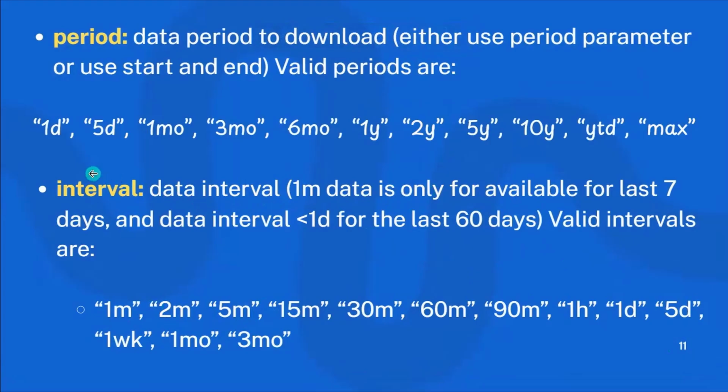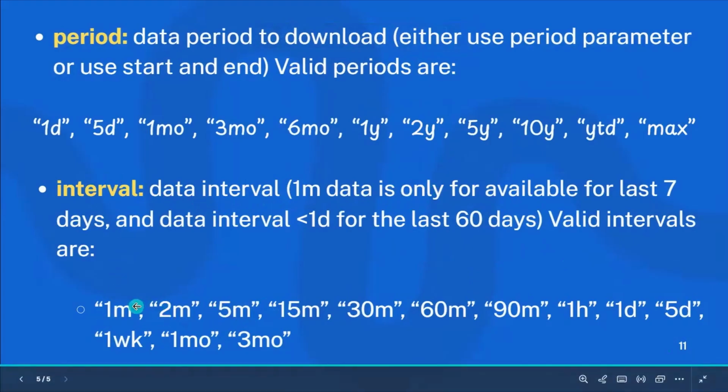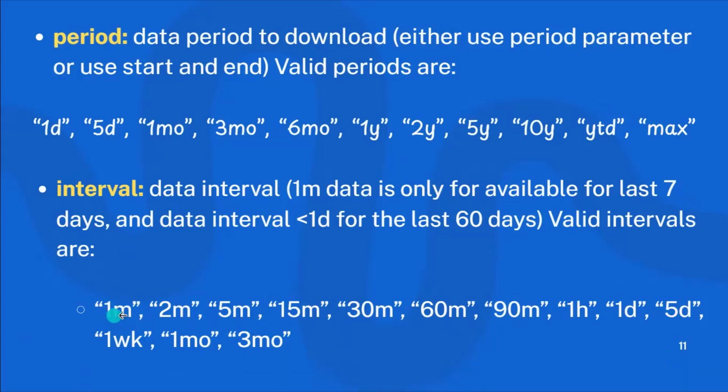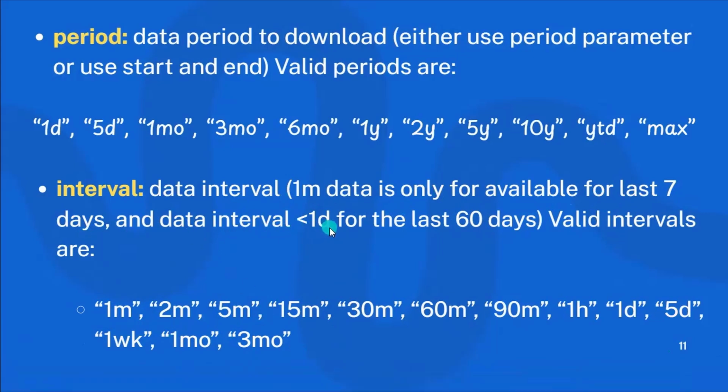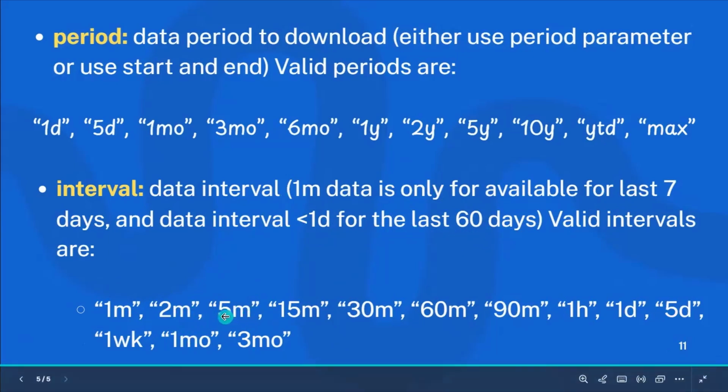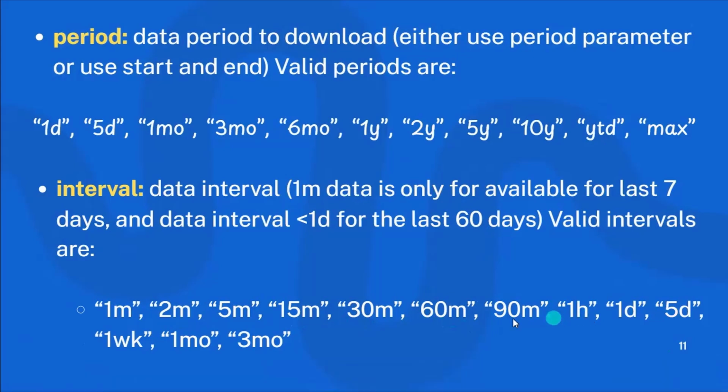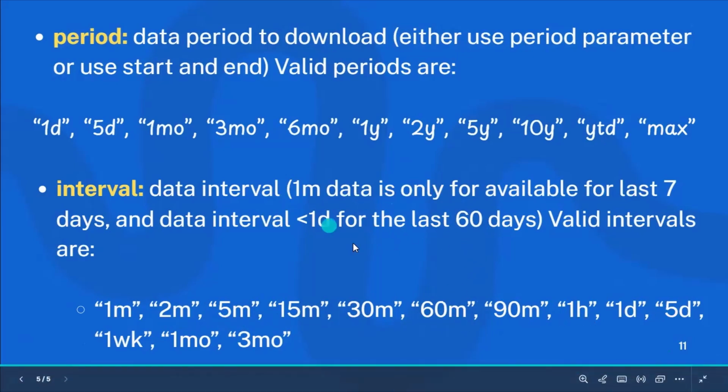Let me show you. In interval, we can pass these different values, which are 1 minute, 2 minutes, 5 minutes. In the same way, 1 hour, 1 day, 5 days, 1 week, 1 month, and 3 months. These are the intervals. If we pass interval as 1 minute, then we'll get a record only for the last 7 days. In the same way, if we pass an interval which is less than 1 day, then we'll get only the last 60 days of data. Like if we pass interval as 5 minutes, 15 minutes, which is less than 1 day, 1 hour is also less than 1 day.